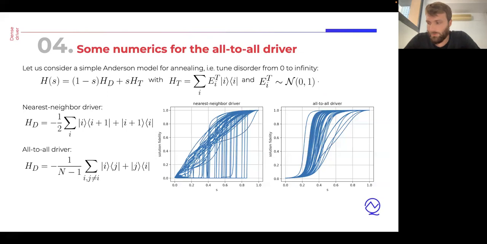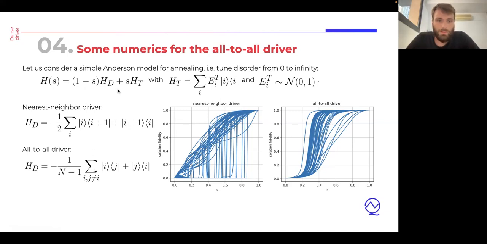And some simple numerics to back this up. I'm just going to look at a very simple Anderson model, where we take the annealing scheme again and take as the target Hamiltonian a diagonal Hamiltonian with randomly sampled on-site energies. And as a driver Hamiltonian, we try two things. First the nearest neighbor driver, where the excitation can hop between neighboring sites, and we compare this to the all-connected driver, which is the one we were just analyzing.